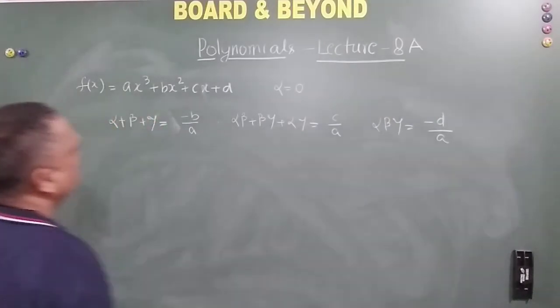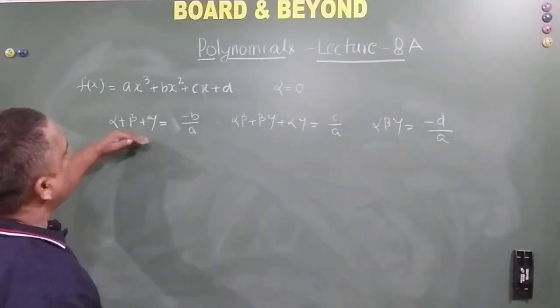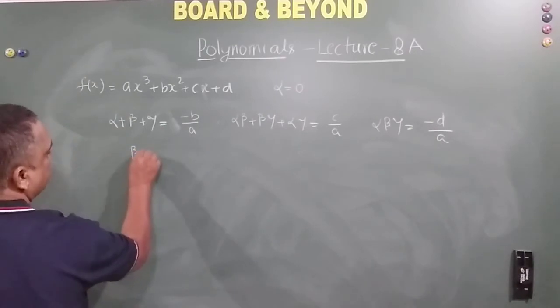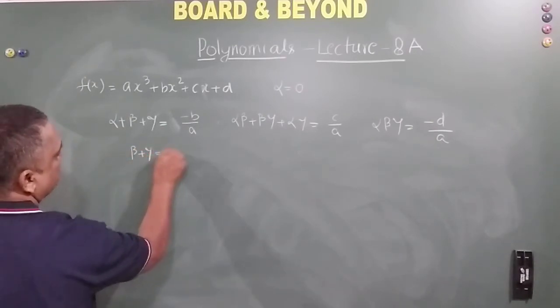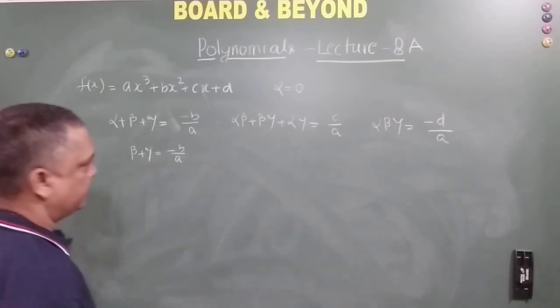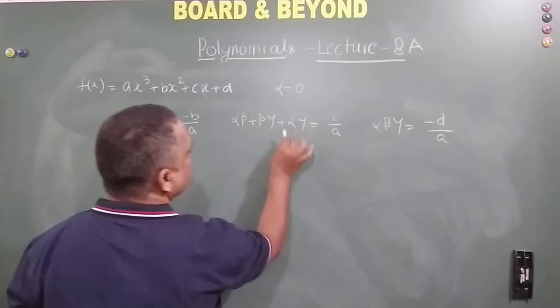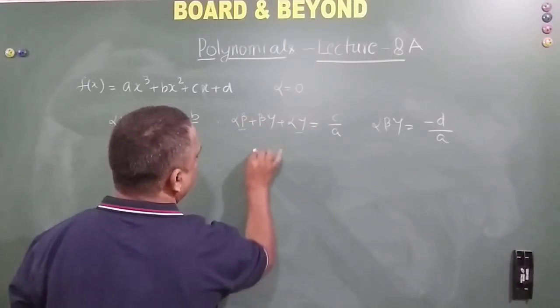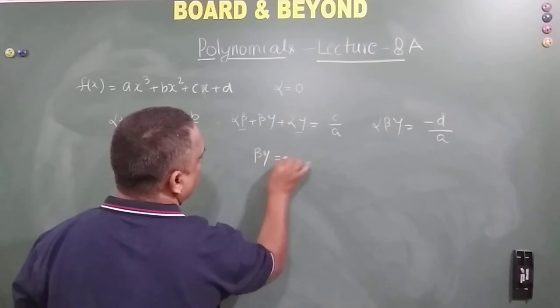So from here, see alpha is equal to 0, which gives me beta plus gamma is equal to minus b by a. It remains unaltered, right? Now since alpha is equal to 0, this term becomes 0, this becomes 0, so beta into gamma is equal to c by a.